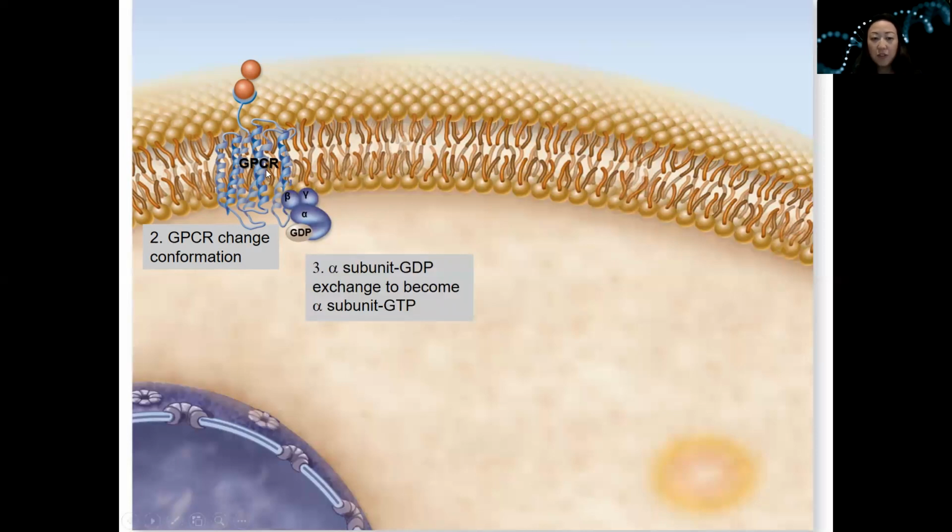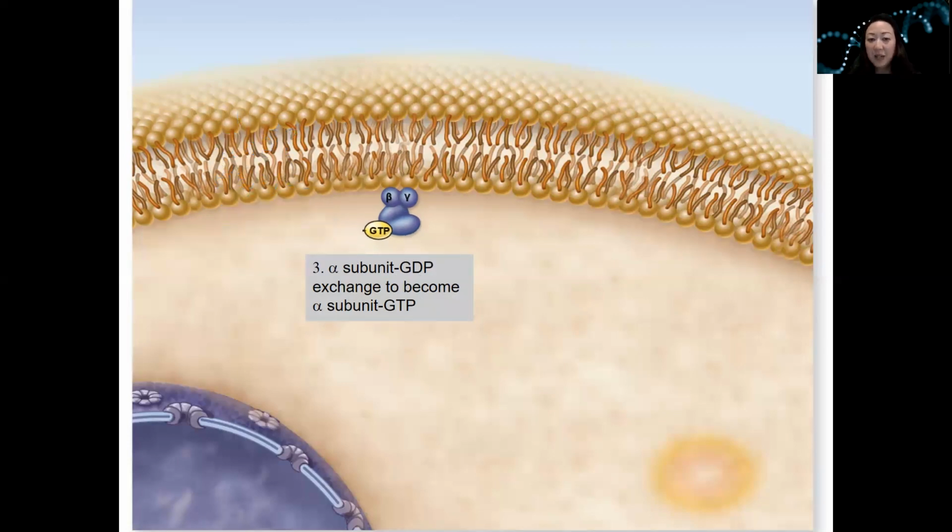Third, the alpha subunit right here, this is alpha, is going to exchange GDP for GTP. So it's going to become an alpha subunit with GTP right here. So as it changes to GTP, it then can move away from the receptor. So it's no longer bound to the receptor. Okay, now it's active, right? We talked about this. You go from diphosphate into triphosphate.